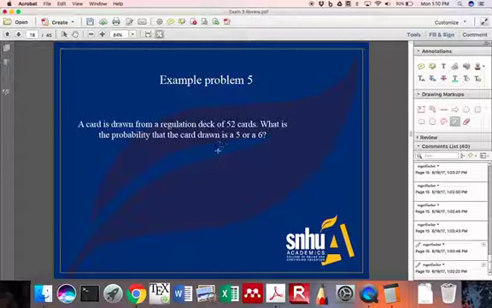Okay, there we go. A card is drawn from a regulation deck of 52 cards. What is the probability that the card drawn is a 5 or a 6? So go ahead, try this problem, and then come back and see what I have to say about it.